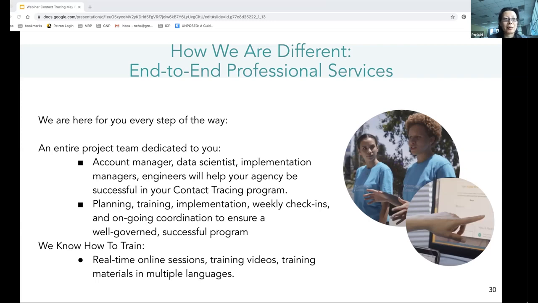We realize how huge of a task this is on your shoulders, and we are here to help with our cross-functional team. We also will be here to provide you with all the training, including real-time sessions, along with recorded videos, and training materials in different languages.